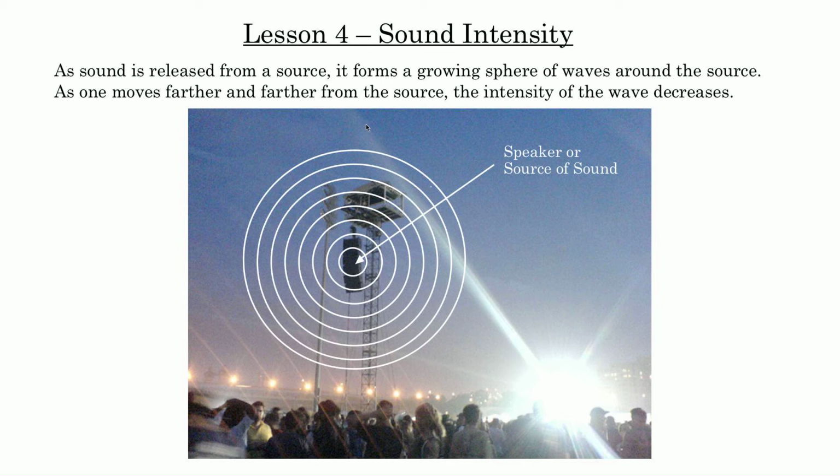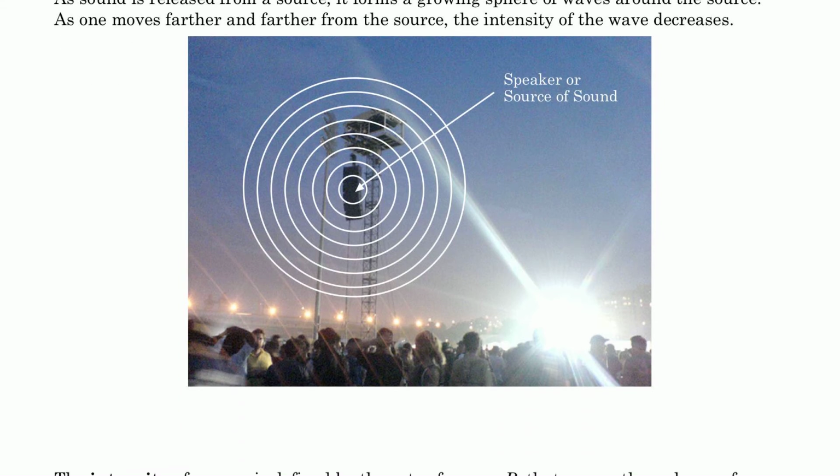When a sound is released from a source, okay, so here's some speakers at an outdoor concert, it basically forms a growing sphere of waves around the source that moves out and gets farther and farther and farther away from the source. Now, here in this diagram, these are drawn as concentric circles, but really, if you can visualize, they're almost concentric spheres of sound, compressions and rarefactions in the air. And as, of course, you get farther and farther, the intensity of that sound decreases. It decreases for a few reasons.